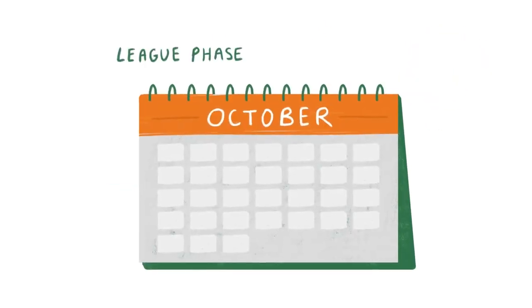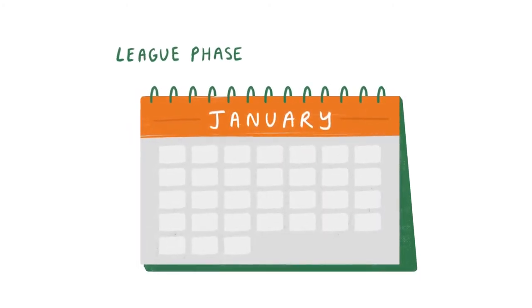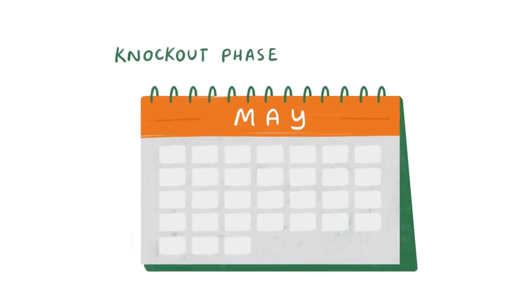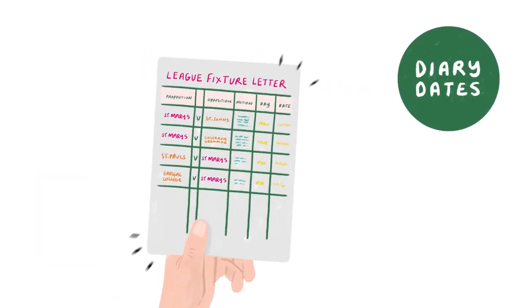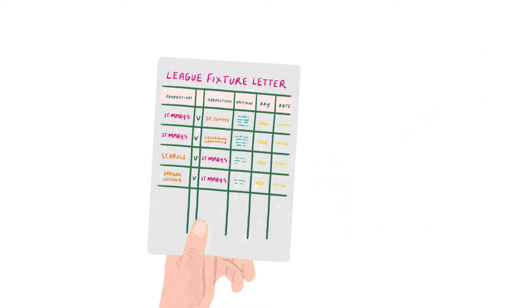The Concerned Debates are divided into 2 stages, the league phase and the knockout phase. The league phase takes place from October to January. Schools will amass points in the league phase. The knockout phase takes place from February to May. In September or October, the Concerned Debates team will send teachers a list of dates of their debates, the motions, schools they are up against, and you will be told whether your school is proposing or opposing the motion. Please ensure to note the dates of your debates.